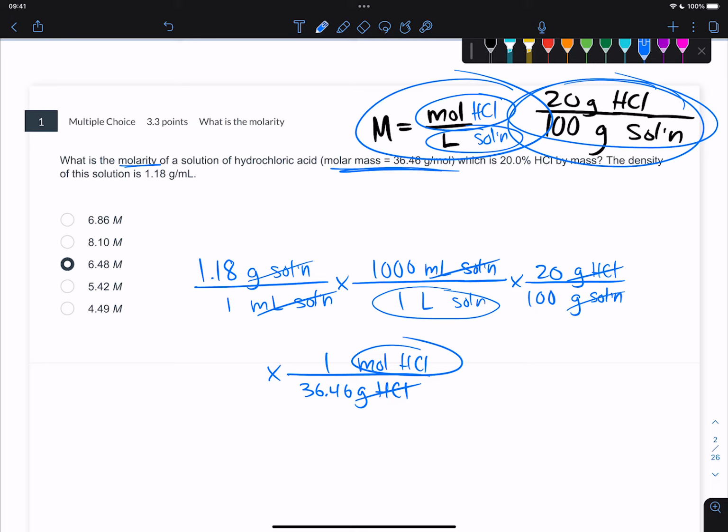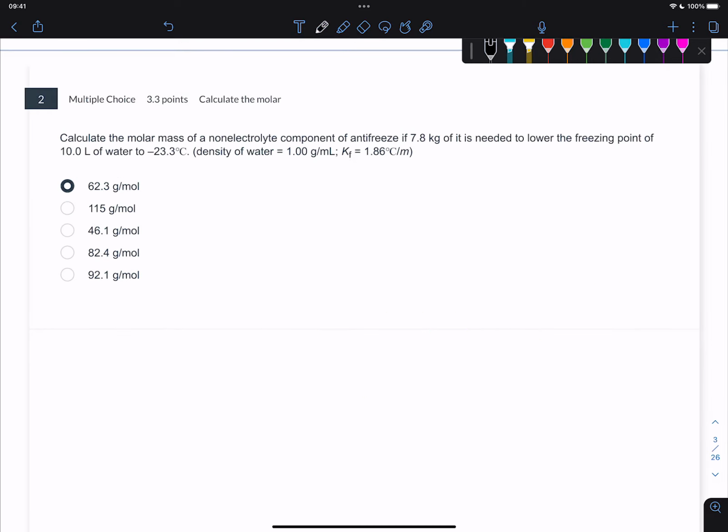So if we do our math all the way across, 1.18 times 1,000 times 20, and divide that by the product of 100 and 36.46, you get exactly what the answer is, which is 6.47 capital M for molar. And that's the answer. Now, with a little bit of rounding error, I think that's probably why the answer is not exact, but there you go.